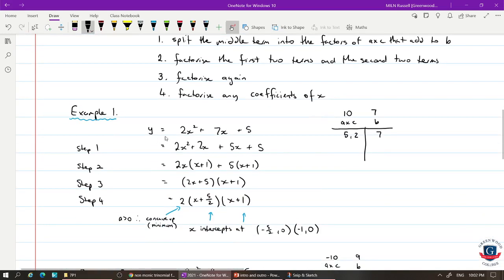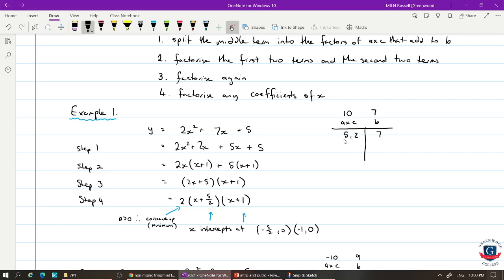So let's start with y equals 2x squared plus 7x plus 5, and we want to put it into two brackets, into factored form. So we look at a, we look at c, and we multiply them together. In this case, I've used a little t-chart to record it. 2 times 5 is 10. I wrote it at the top here. And down here, I wrote the factors of 10, specifically looking for factors of 10 that add to our b term 7, and I wrote 7 at the top here just to remind myself.